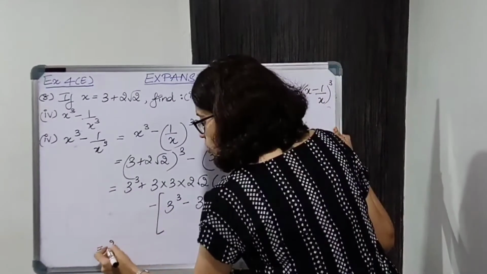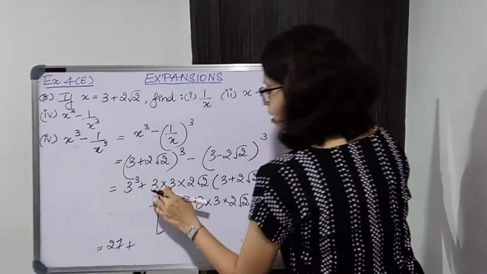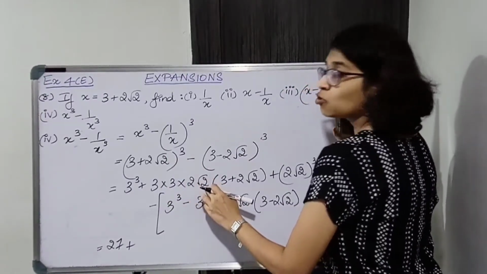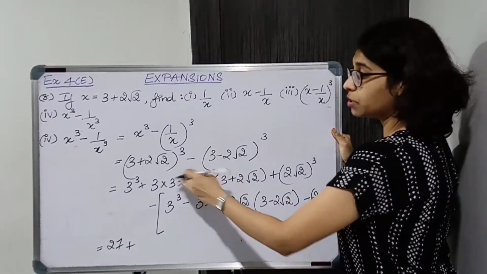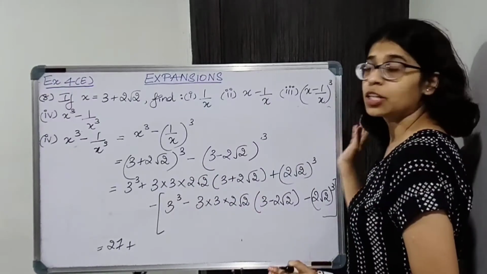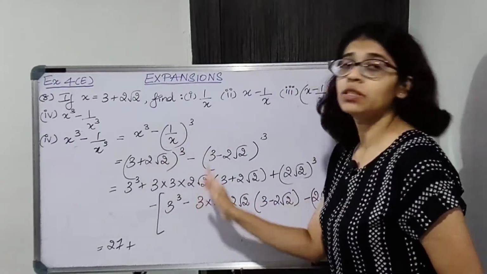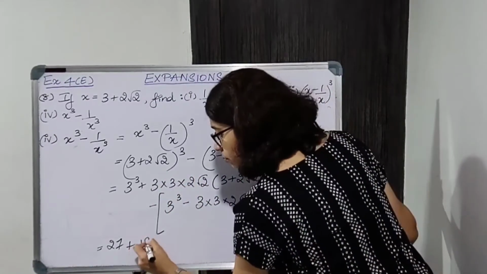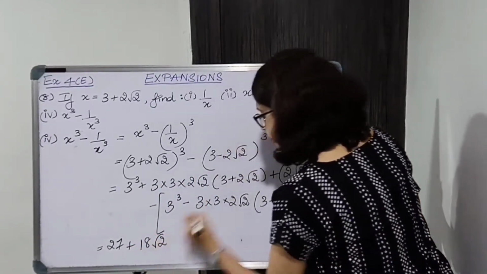3 cube is 27, plus 3 3s are 9, 9 2s are 18. Please don't multiply the number inside the root with this number. You cannot multiply the number outside the root with the number inside the root. So 3 3s are 9, 9 2s are 18. Root 2 will remain as it is.